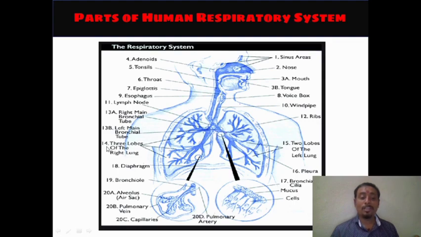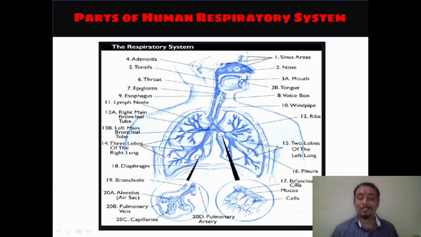14th, three lobes of the right lung. See the three lobes of the right lung: 1, 2 and 3. Then 15th, two lobes of the left lung. As you can see here, the left lung is divided into two parts, so it is two lobed.